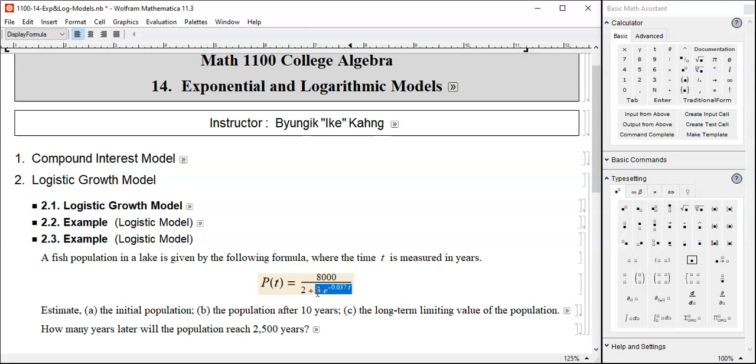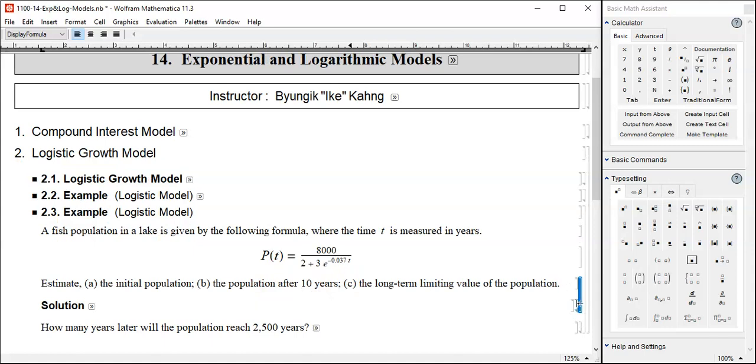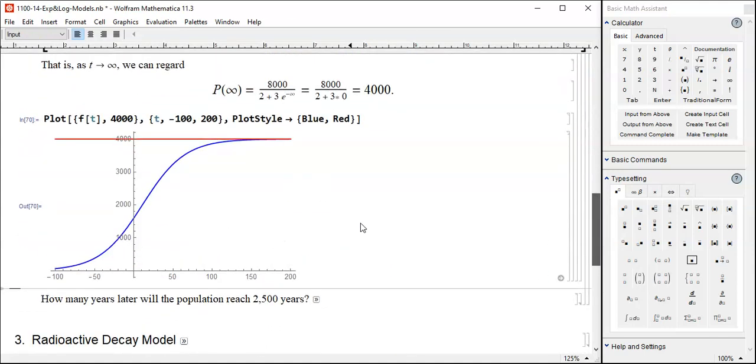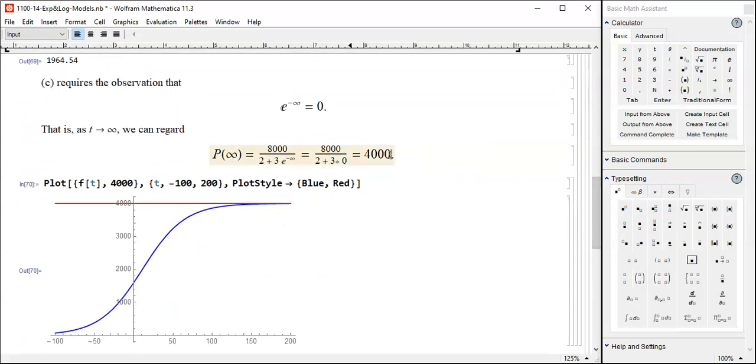So this entire thing goes to 0. So you're going to get 8,000 over 2. So you're going to have 4,000. Previously we had 1, but here we have 2, so things are a little bit different. Let's see. Do we have all those here? Yes, we have this computation stabilizing around 4,000, the equilibrium.